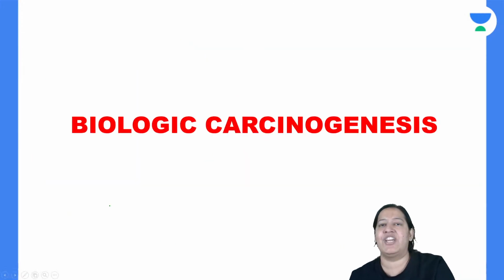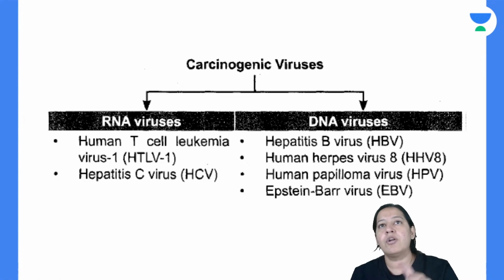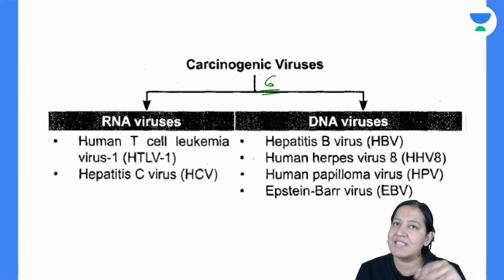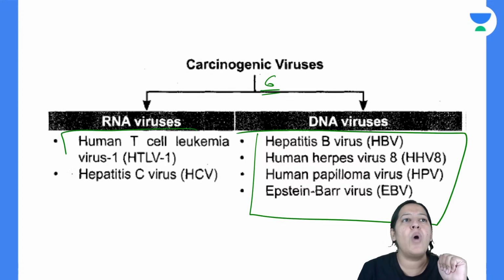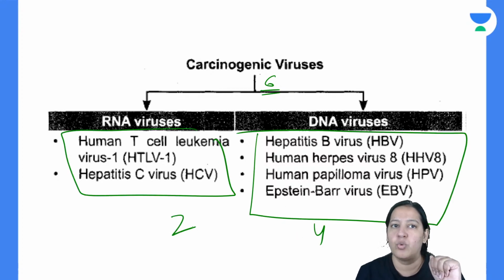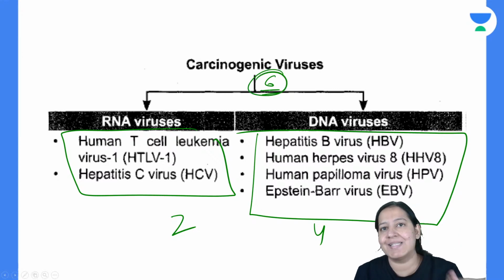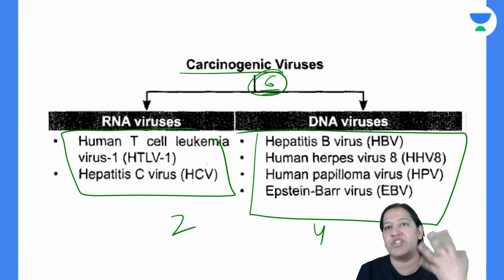Let me tell you the classification. Now there are 6 viruses which cause cancer in humans. So there are 4 DNA viruses and 2 RNA viruses. 4 plus 2, total 6 viruses cause cancer in humans. These are known as carcinogenic viruses, right?